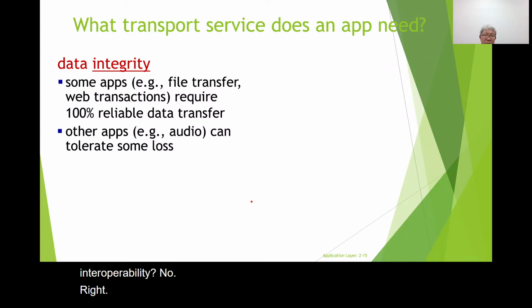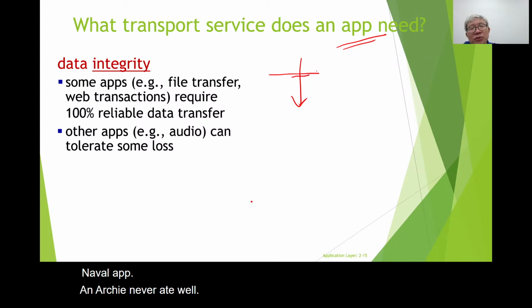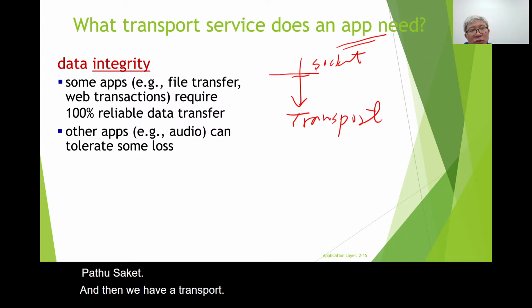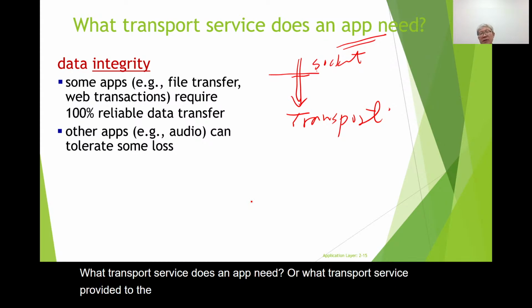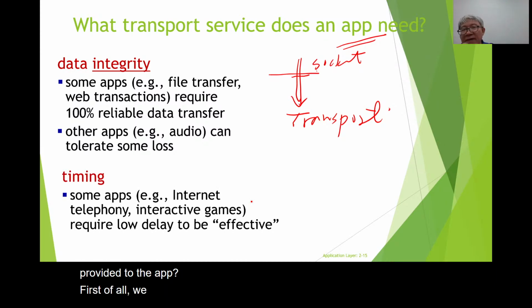Well, we want to create a network app, and the network app will pass through a socket, and then we have a transport. So it sends a message to the transport layer, and then we want to know what transport service an app needs, or what transport service is provided to the app. First of all, we can have this kind of service.